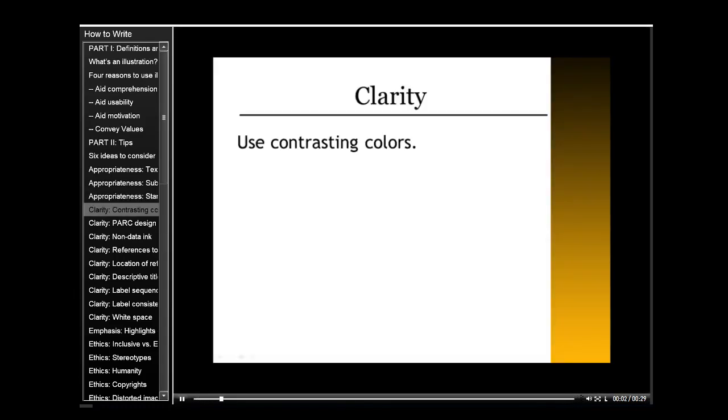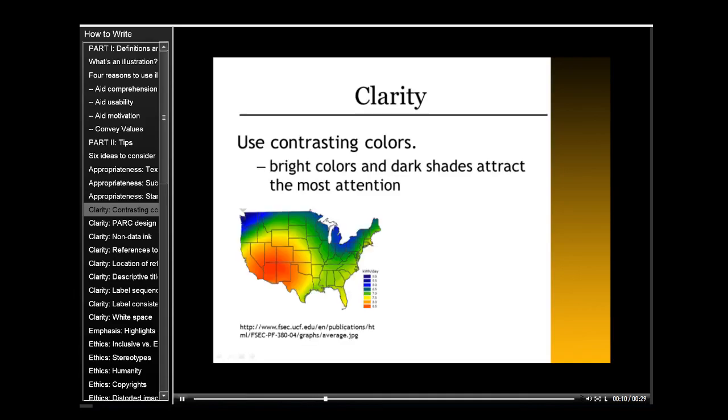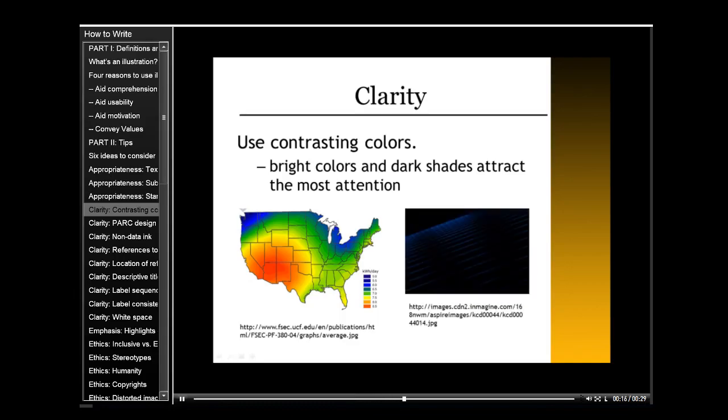You want to use contrasting colors when you put together a table or a figure. Bright colors and dark shades are going to attract the most attention. So if we look at a weather map, for example, that's the classic light and dark. We've also got this thing here. This is supposed to be a 3D representation in 2 dimensions of a 3-dimensional surface. But it's so dark it's hard to see what's going on, isn't it? It needs more contrast.